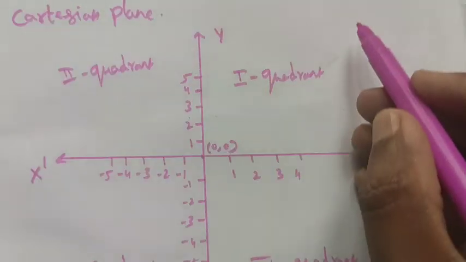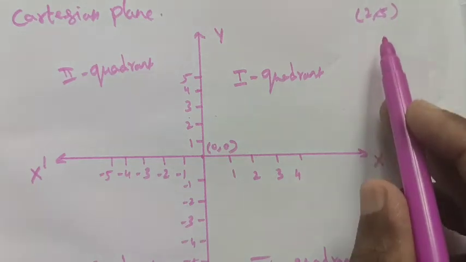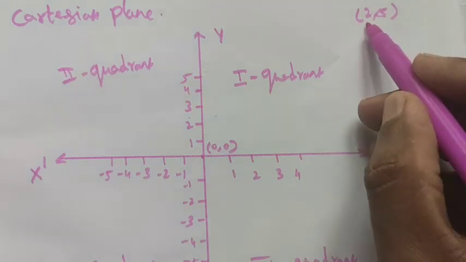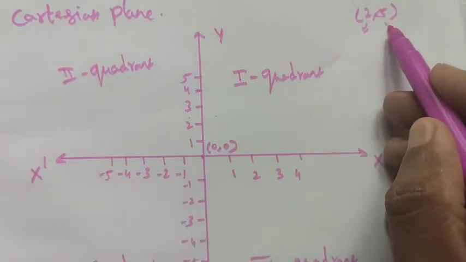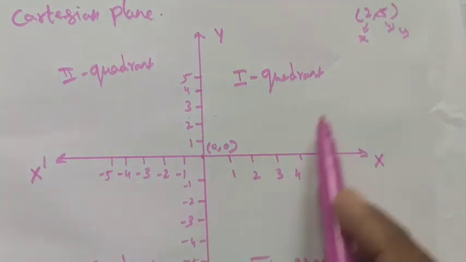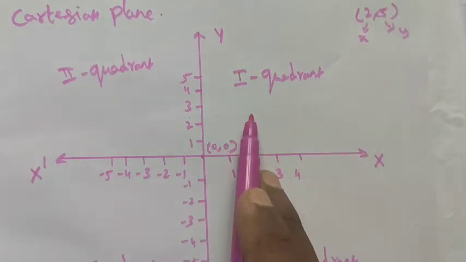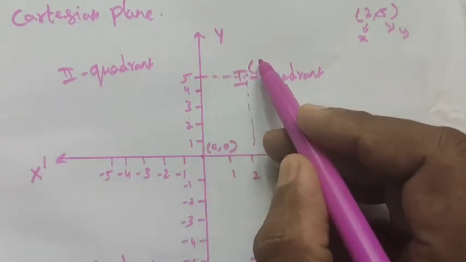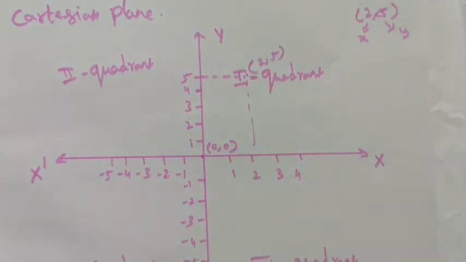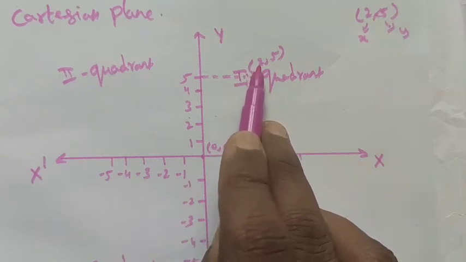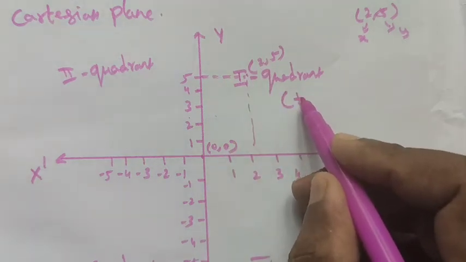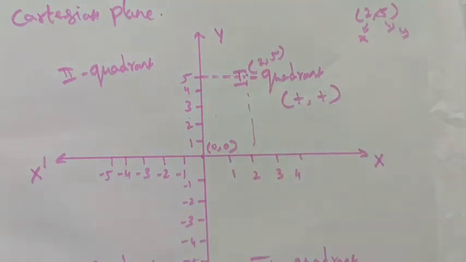Suppose we have the point 2, 5. The first number is always the x-axis value, and the second is always the y-axis value. So in the x-axis we have 2 and in the y-axis we have 5. This is the position of 2, 5. In the first quadrant, both the x and y values are positive.